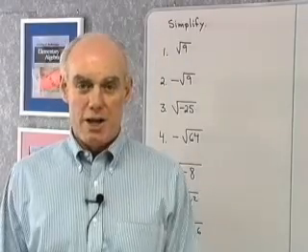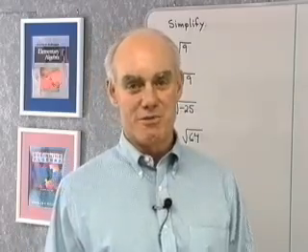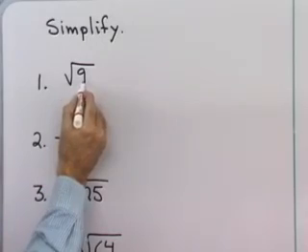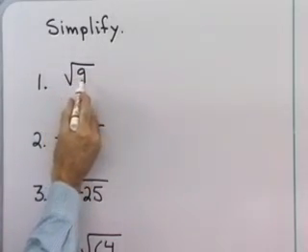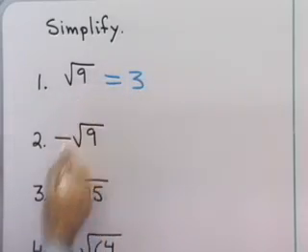We want to take a look now at some basic problems that involve square roots, cube roots, and so on and so forth. Here we go. I want to simplify square root of 9. Now this stands for the positive number that we square to get 9. That is 3, because 3 squared is 9.